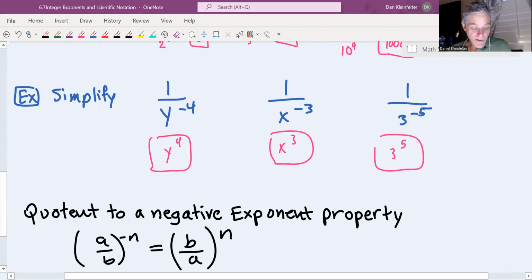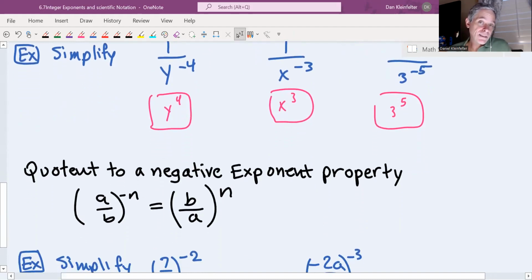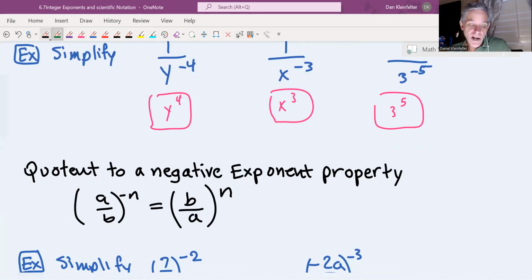Okay, another property we've got involves raising a quotient to a negative power. We have a rule already for a quotient raised to a power. If you have a over b raised to the n power, that's a to the n over b to the n. Here, if you have a fraction, a quotient raised to a negative power, you can interchange the numerator and denominator. That's a over b becomes b over a. And instead of an exponent of minus n, we now have an exponent of n.